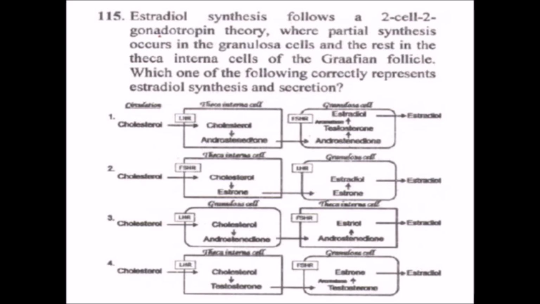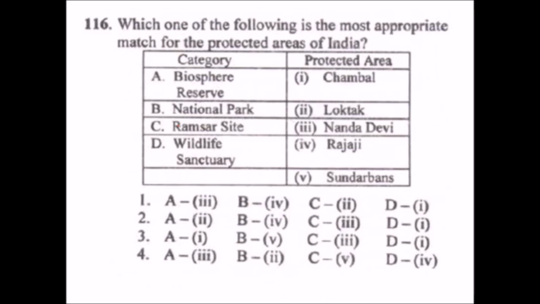Next question is the estradiol synthesis followed by the two-cell two-gonadotropin theory, where partial synthesis occurs in the granulosa cells and the rest in the theca interna cells of the graafian follicle. Which one of the following correctly represents estradiol synthesis and secretion? What happened? The two-cell two-gonadotropin theory justifies statement 1, and it is the pathway for the synthesis of estradiol from cholesterol. So no need for explanation in this question. You just need to know the cycle, what it actually carries out.